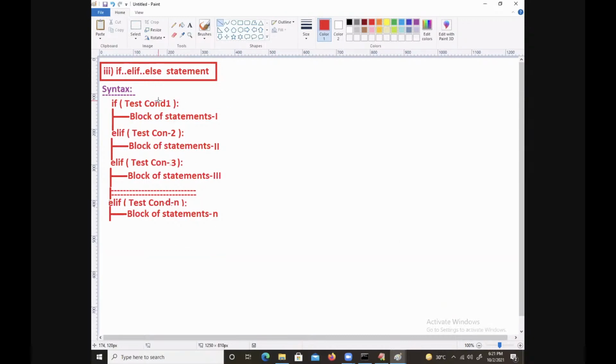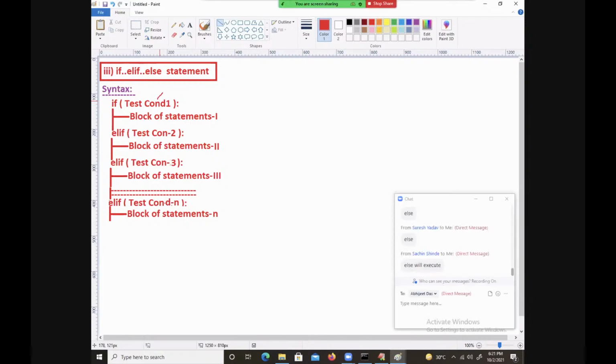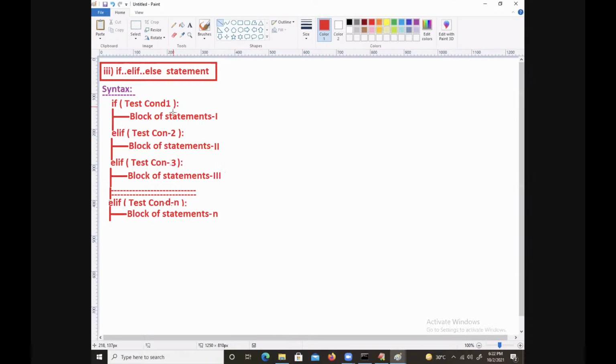Next, if condition 1 is false, what will happen? If it is false, where is it coming? It is coming to test condition 2. Suppose it is true, execute block of statements 2. If it is false, it will come to test condition 3. If it is true, execute block of statements 3. So like that, each condition will be checked. If it is true, execute that corresponding block of statements. And here, how many conditions are we writing? N number of conditions we are writing.